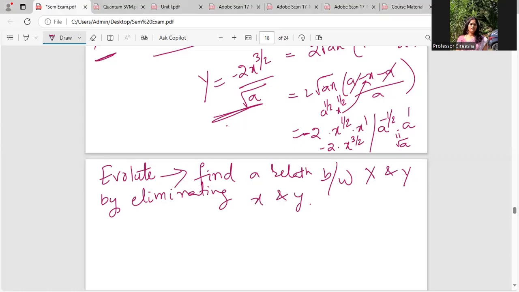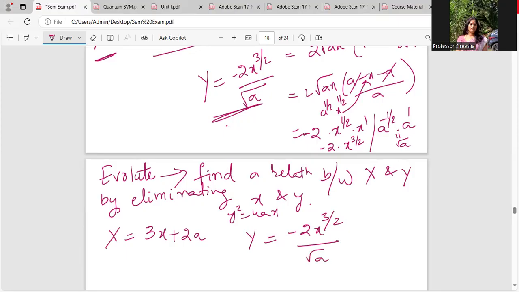Okay, just go with the intuition. Now I have capital X is equal to 3x plus 2a, by the way, for the curve y squared is equal to 4ax, right? And capital Y, what are the center of curvature coordinates? Okay, 2x power 3 by 2 by root a. Okay.